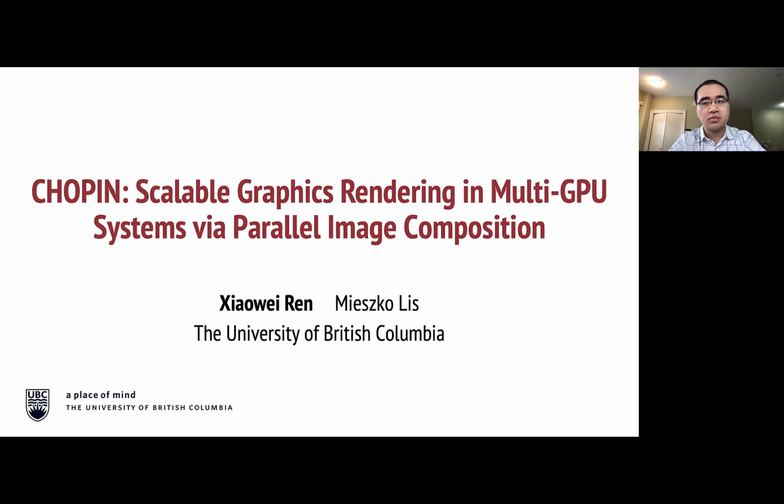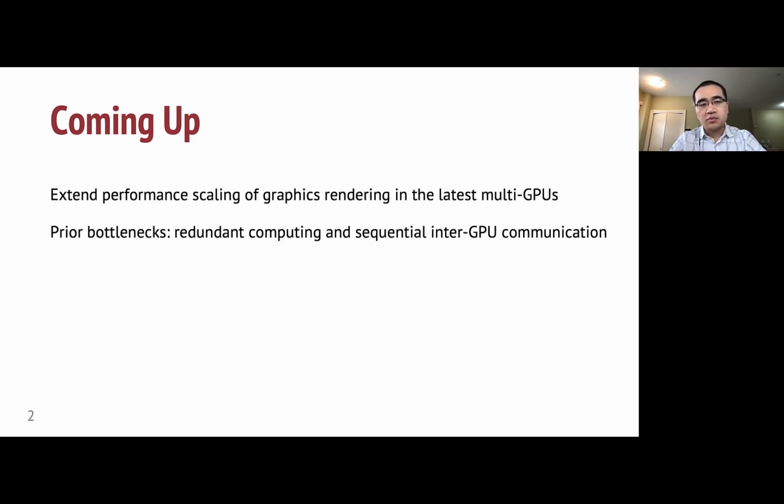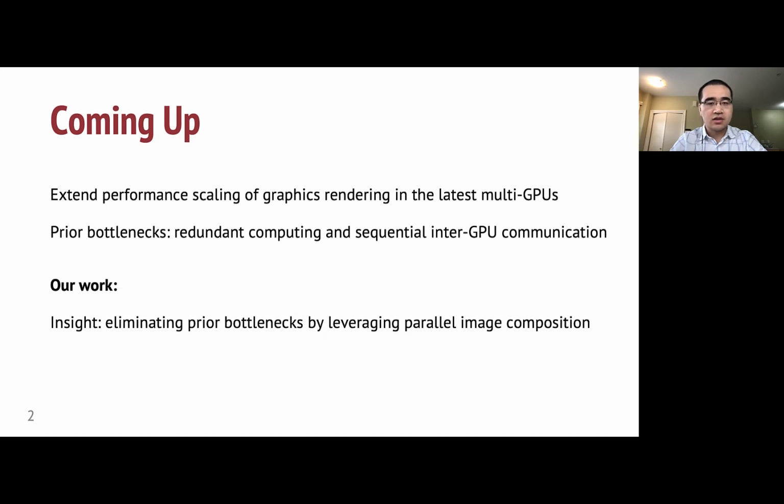My paper title is CHOPIN, Scalable Graphics Rendering in Multi-GPU Systems with Parallel Image Composition. In this paper, we aim to extend performance scaling of graphics rendering in the latest multi-GPU systems, for example, NVIDIA's DGX system. We found that the performance scaling of prior solutions is limited because they have redundant computing and sequential inter-GPU communication. In our work, we observed that there are lots of parallelisms in image composition that can be leveraged to eliminate the bottlenecks of prior work. It turns out that our solution can outperform the best prior scheme by up to 56% and 25% on average.